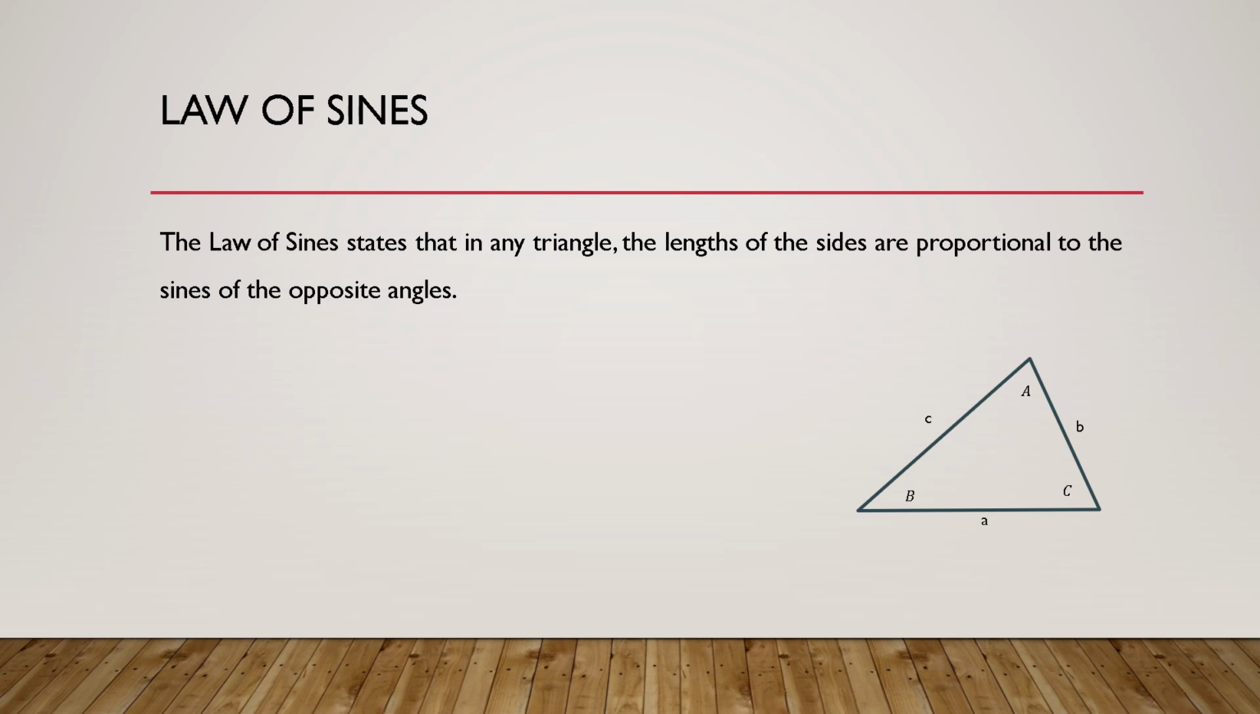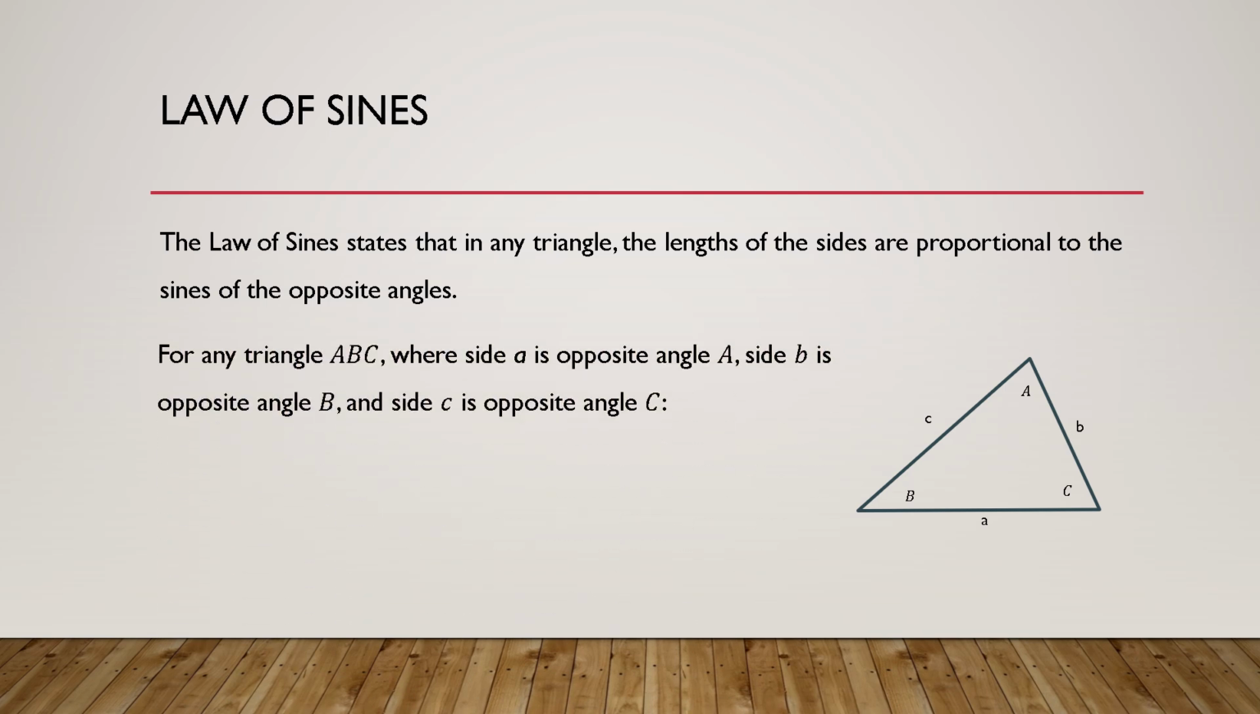The law of sines states that in any triangle, the lengths of the sides are proportional to the sines of the opposite angles. For any triangle ABC, where side A is opposite angle A, side B is opposite angle B, and side C is opposite angle C, sine A over A is equal to sine B over B is equal to sine C over C.